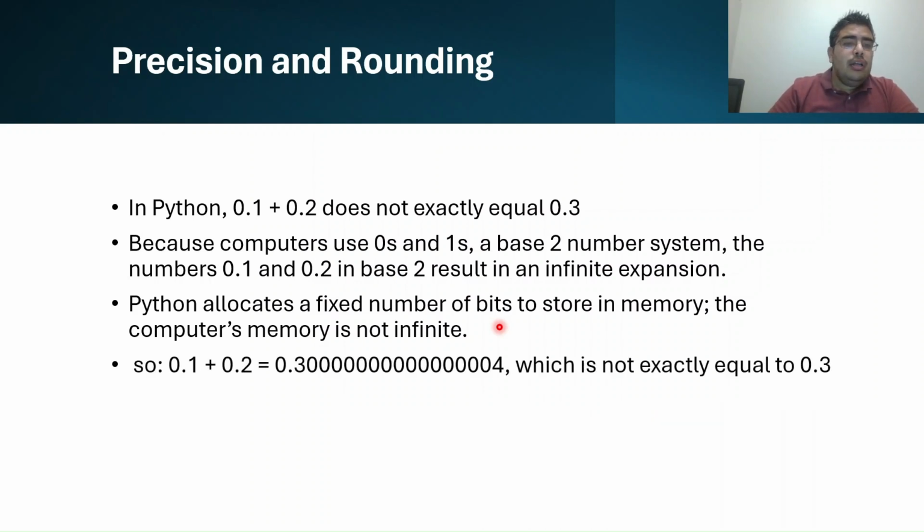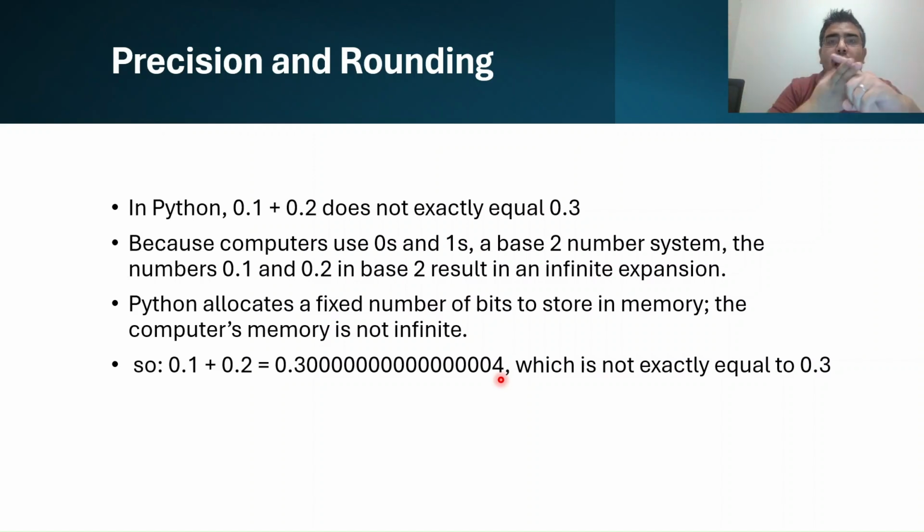So essentially, this leads to 0.1 plus 0.2 equaling 0.3000000000000004. Where did that 4 come from? That's exactly right. It came from nowhere. That's essentially how Python works. It's just how it works. And actually, this is not just how Python works. This is how all programming languages work.